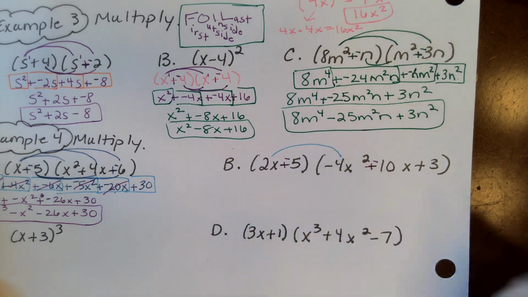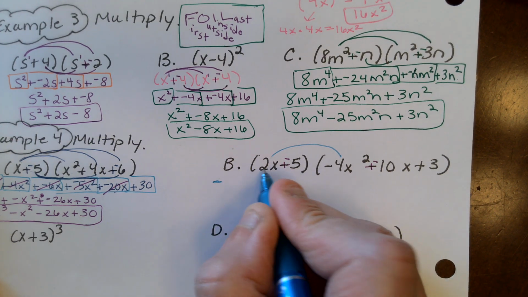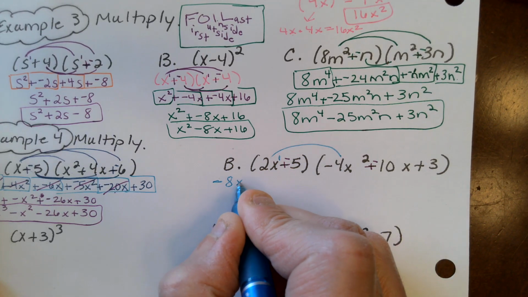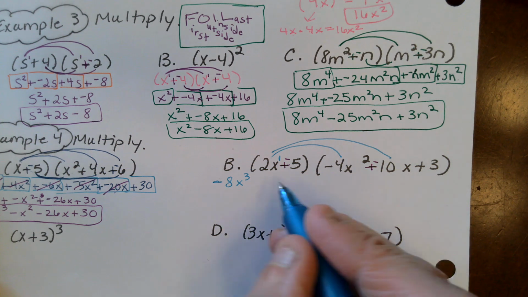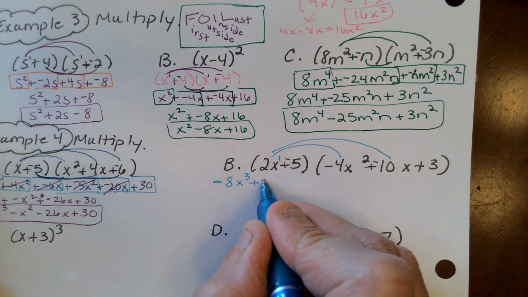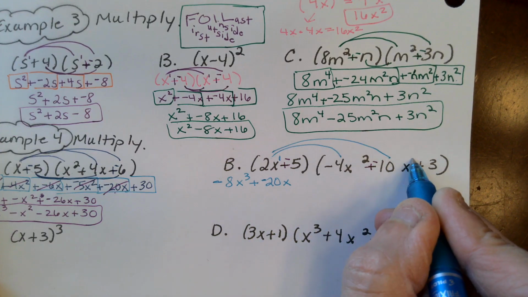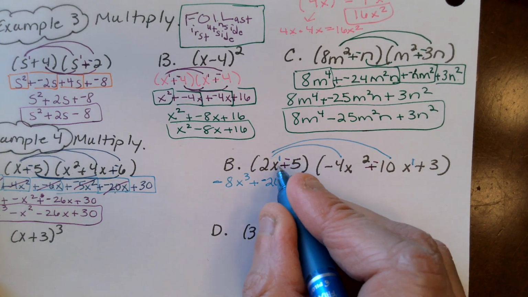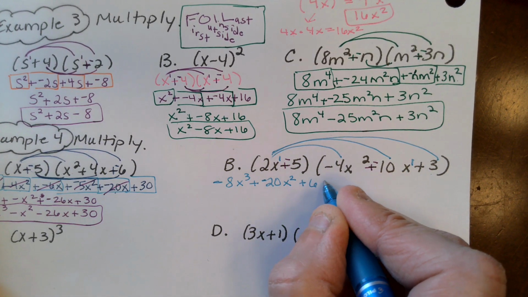2x times a -4x squared. So for sure it's going to be negative. 2 times 4 is 8. And then x to the first times x to the second is x to the third. 2x times a -10x is a -20x to the second, plus 2x times the 3, 6x.